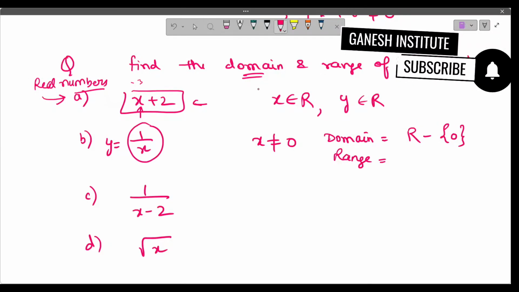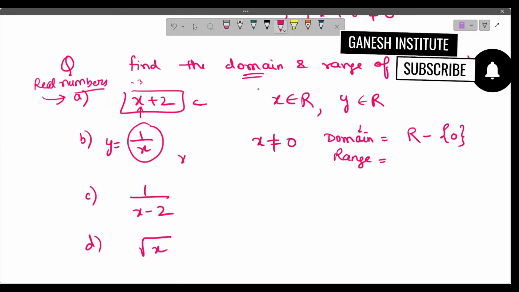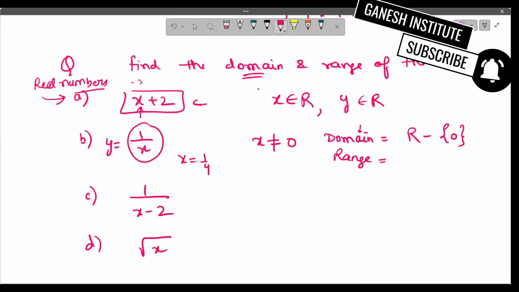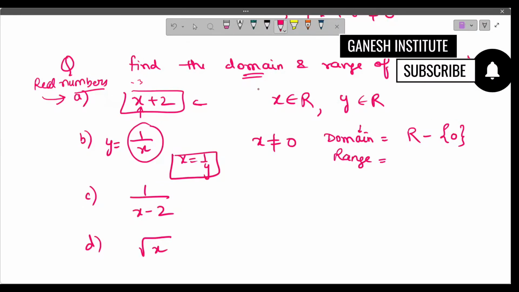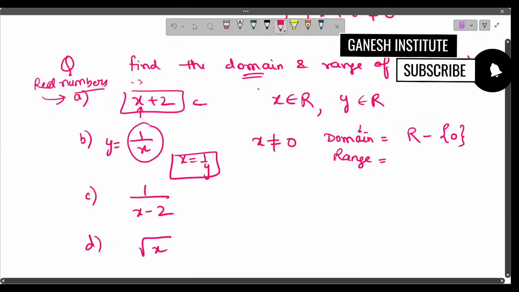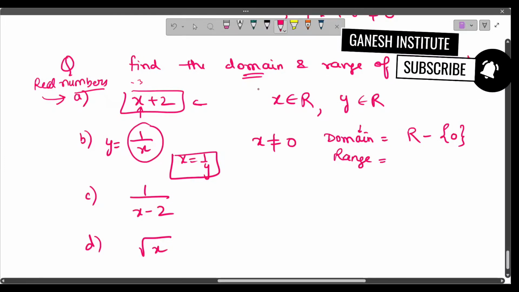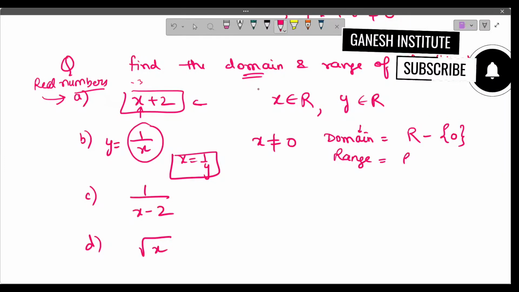Firstly, domain is the value of x. Domain cannot be 0. And what about the range? Range cannot be 0. So it will also be defined as such.